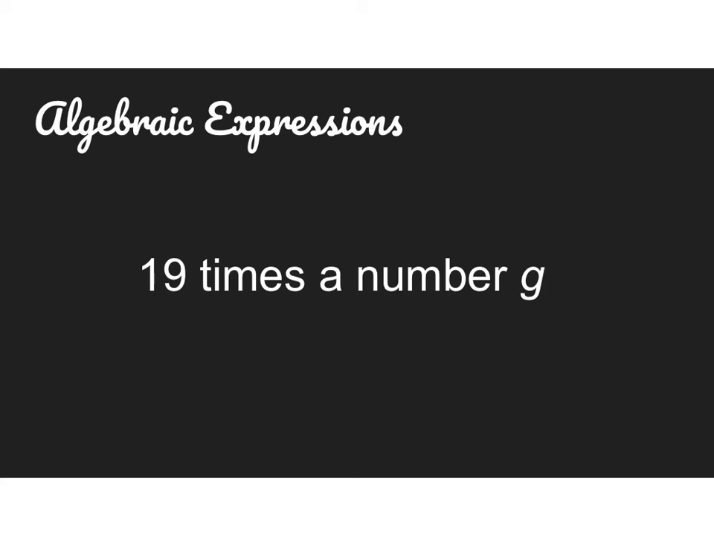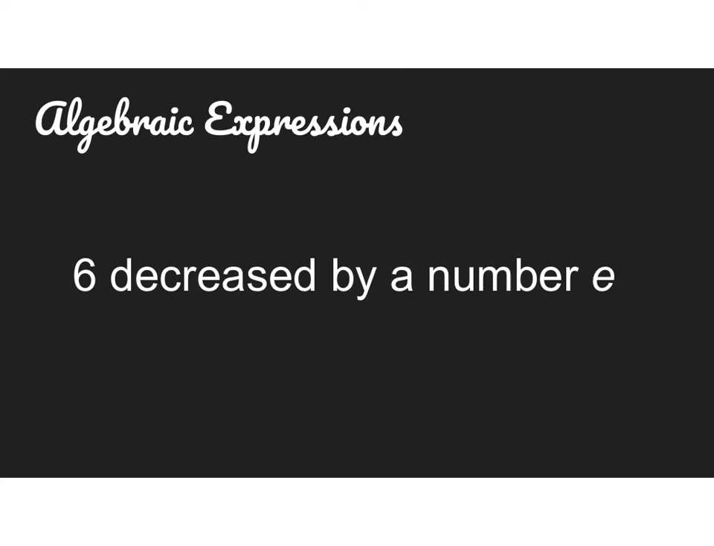19 times a number g. When we multiply numbers with variables, typically we do not use any symbol. We just put them right next to each other. So this shows me 19 times g. 6 decreased by a number e would look like this: 6, and then decreased by would be subtract. 6 minus e. Again, there's no way we're going to know the value of e because we don't have any more information.